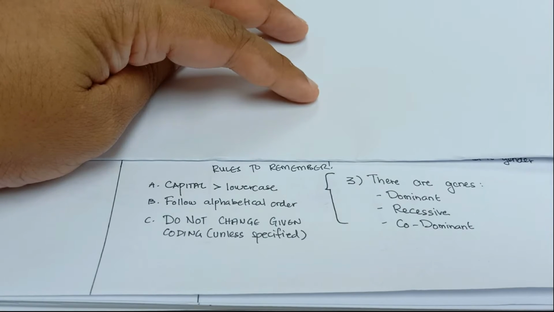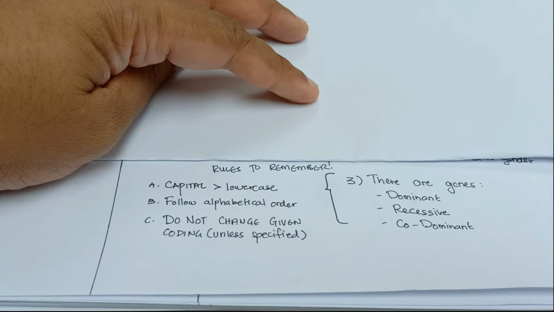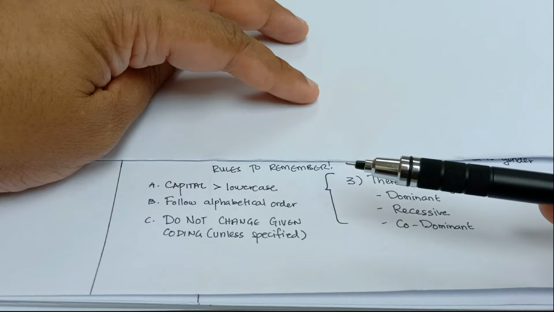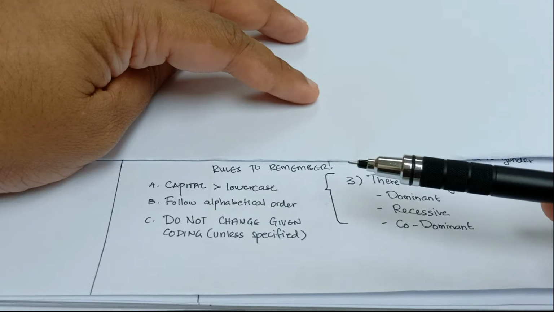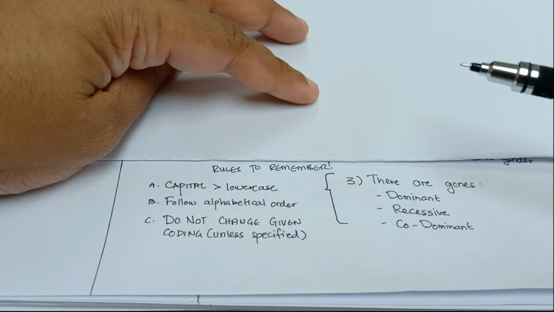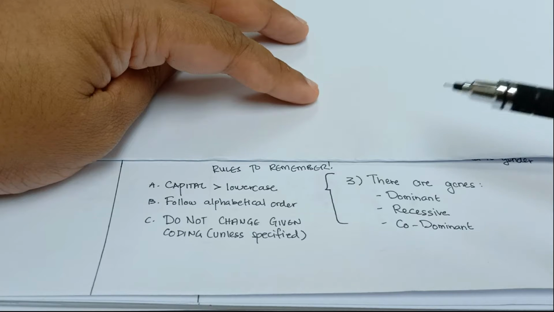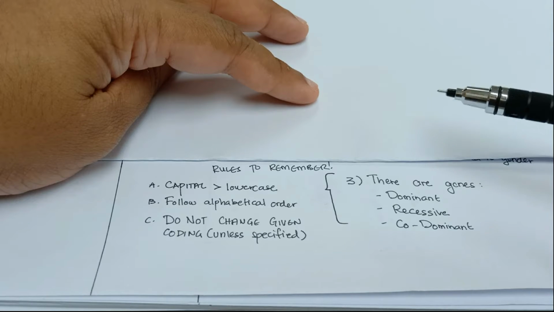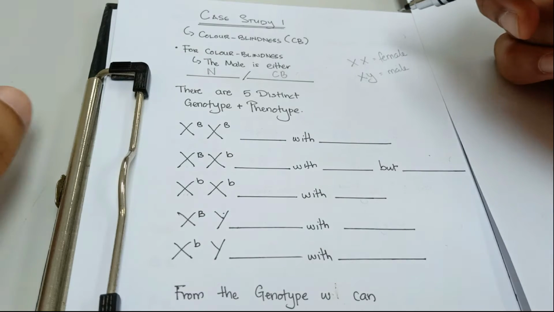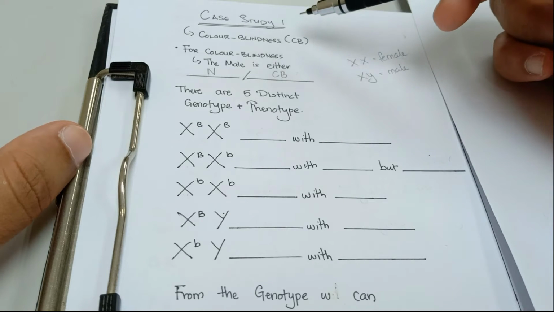In order to do these questions and these examples more effectively, there are a few rules to remember. The first one, the capital letters are always bigger than the lowercase. It takes first order. You have to write the genes and the codes in alphabetical order. Do not change given coding unless it is specified in the question. Okay, let's deduce case study 1, color blindness.